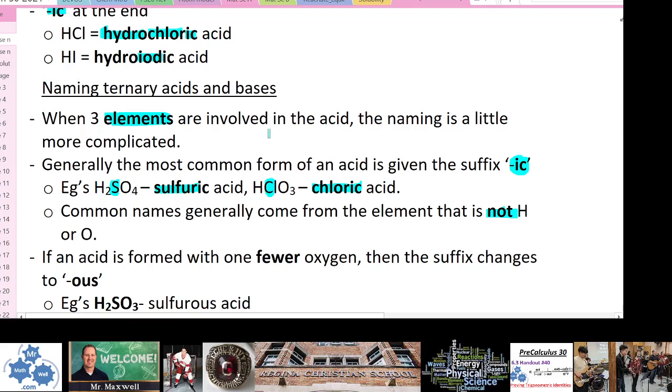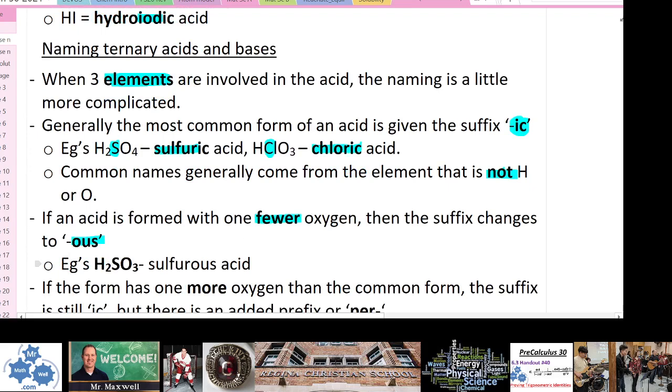Now here's where it gets a little bit tricky, and again, it's just becoming more familiar with what's the most common and what's not. If you memorize your acids on the acid table, you'll see how these naming principles follow the ones that you memorize. But generally, if the acid is formed with one fewer oxygen than the most common one, then the suffix changes from ic to ous, O-U-S. So, for example, H2SO3, well, that's sulfurous acid. Sulfurous.